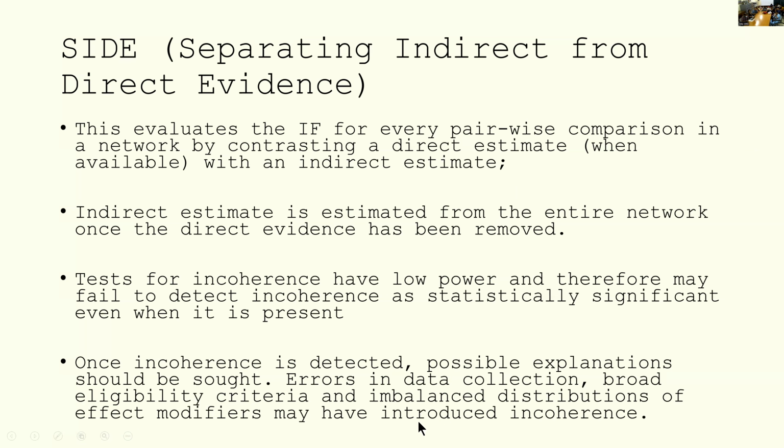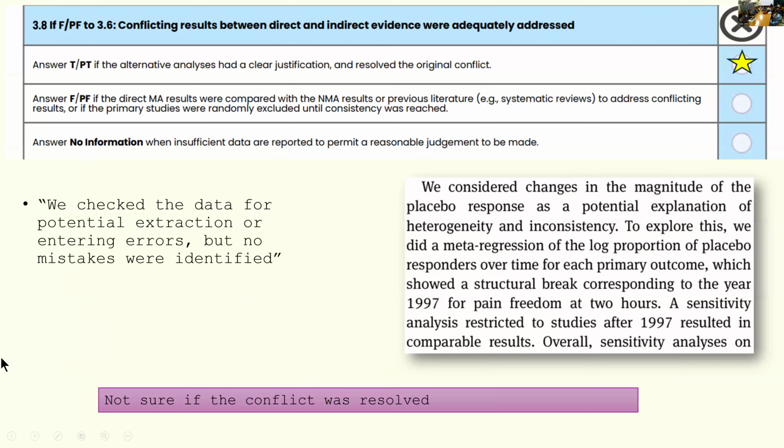Is there any error in data collection? Is there a broad eligibility criteria? Is there imbalanced distribution of the effect modifiers? So in our study, they have actually gone back and checked the entire data for potential extraction or entering errors, but they didn't identify any mistake. Then they tried to explain it with something called the placebo response. So they looked at all the placebo response for each year, and they saw if there is any break. Suddenly the placebo response has become more. And they did a sensitivity analysis, and they found the placebo effect could not actually explain the inconsistency. So I'm not sure if the conflict was actually resolved.